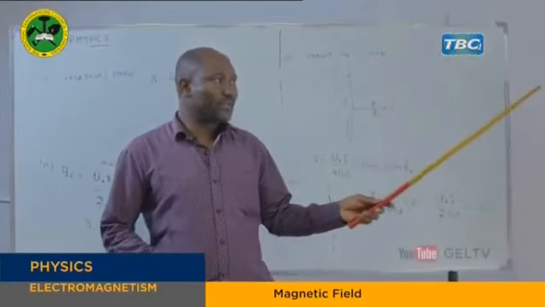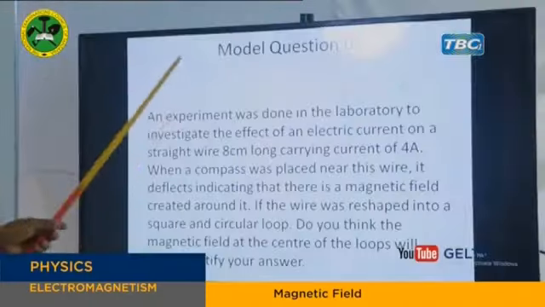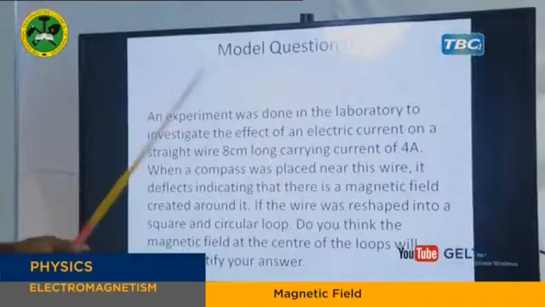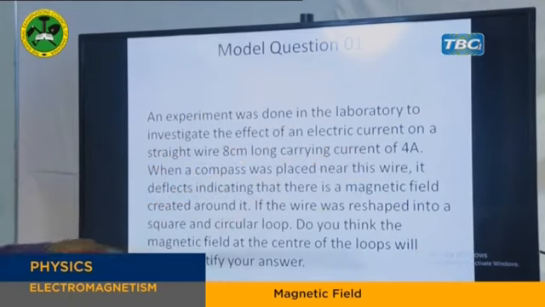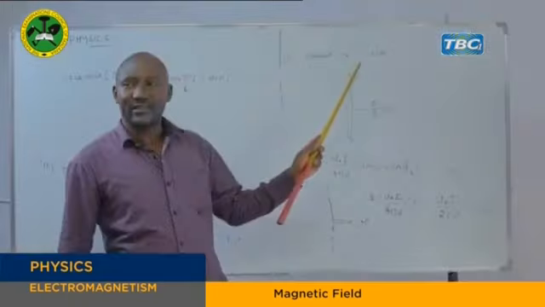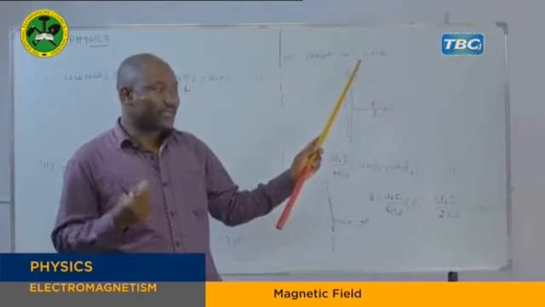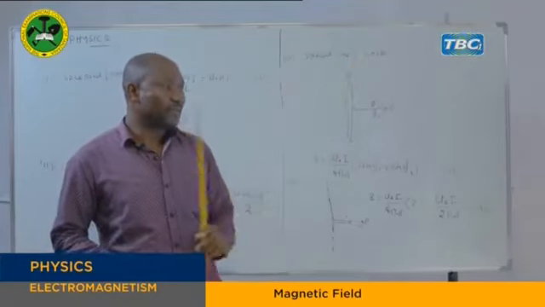So today we have example number 1, which is about an experiment done by students in the laboratory to investigate the effects of current on a wire whose length is given. And we know now a specific length is given, so this is type 3.